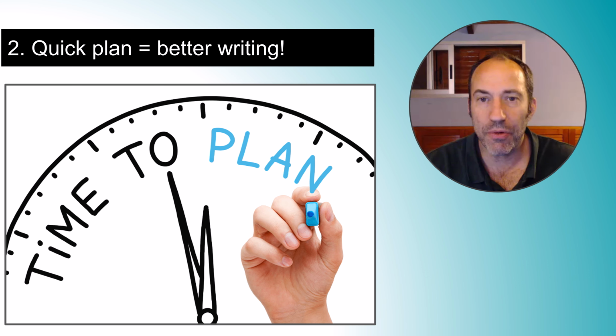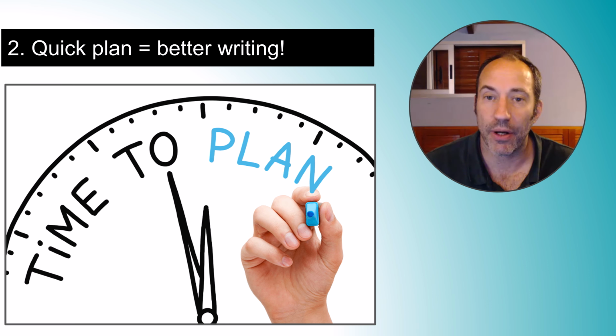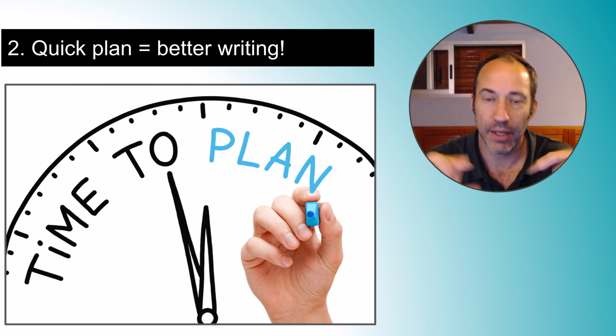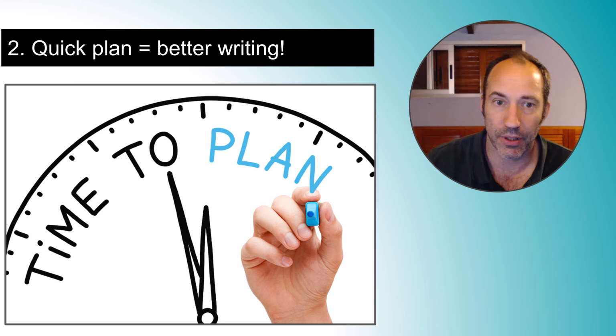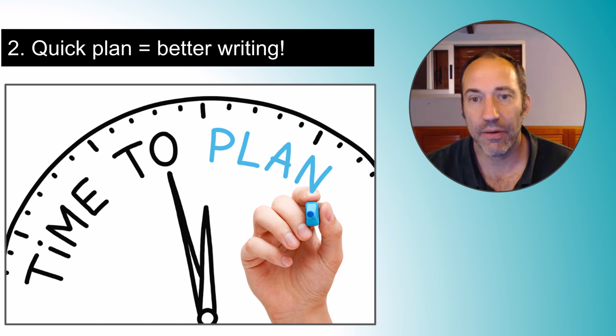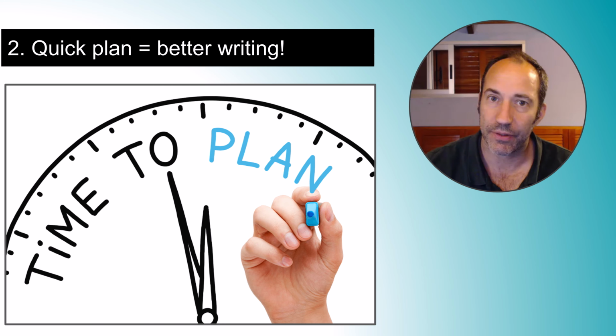Now, this will stop you running out of things to say halfway through. More importantly, it'll stop you going off topic. Everything that you're writing needs to have purpose. Each paragraph has a job to do. Each sentence has a job to do. Yeah? And a quick plan can help keep that on track, and it really does make a huge difference.